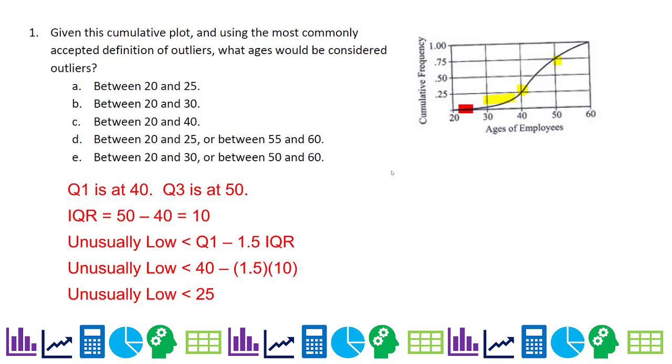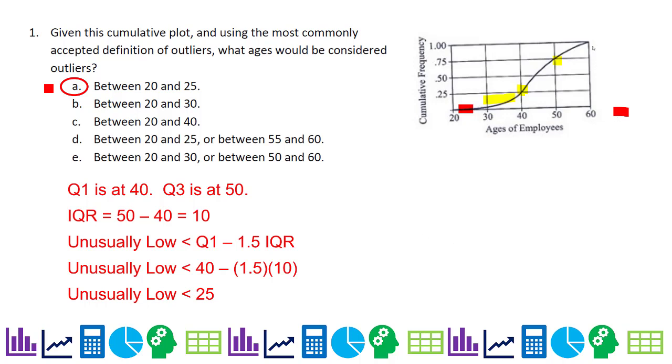We can go ahead and double check for unusually high. I don't have to do it because it's the only option that works between 20 and 25. I could have done unusually high, adding 15 to 50, and I would get 65. And as you can see, this stops right here at 60, so we never get to this 65 spot. So no outliers up there.